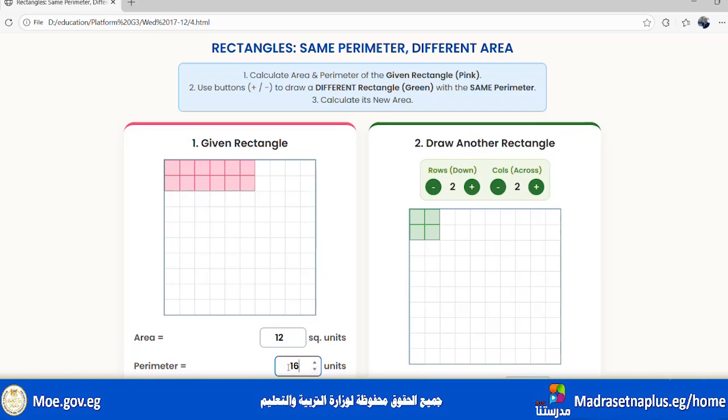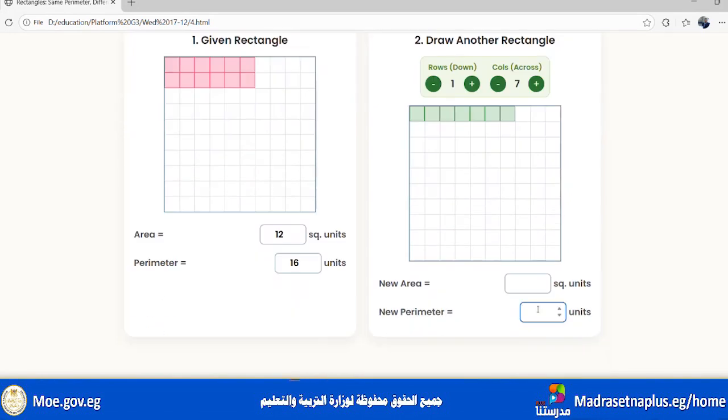We need to get another rectangle with 16 units for perimeter. How to get 16? We can get 16 with 4 and 4 and 4 and 4, or 7 and 1. Yes, let's draw 7 and 1. 1 row, 7 columns. 7 and 1 and 7 and 1 is what? It is 16 units for perimeter.